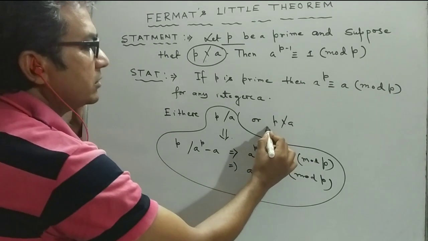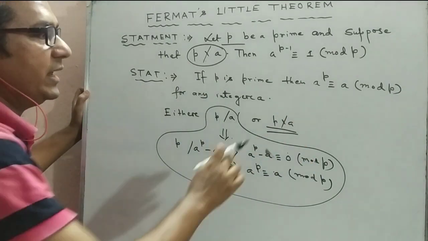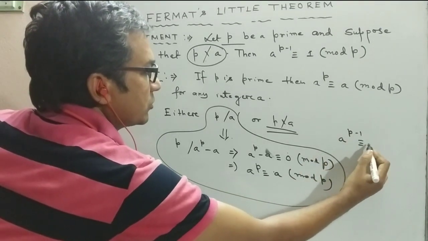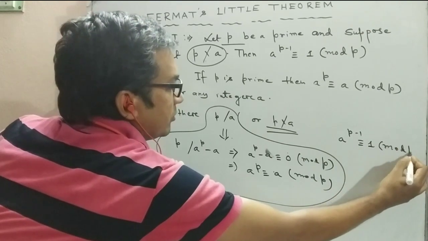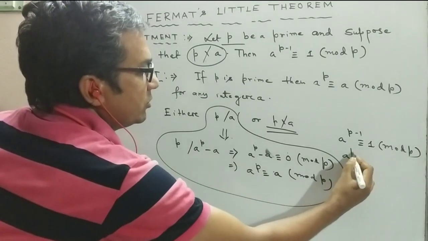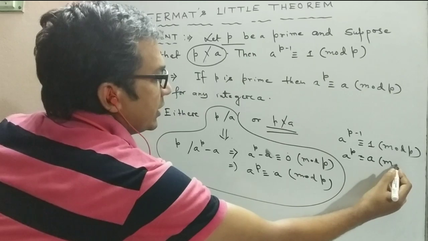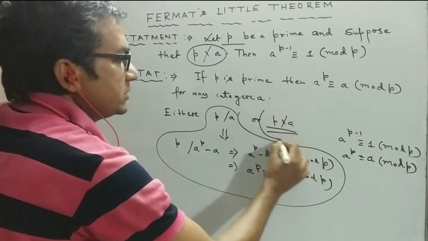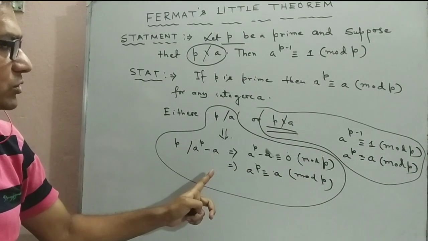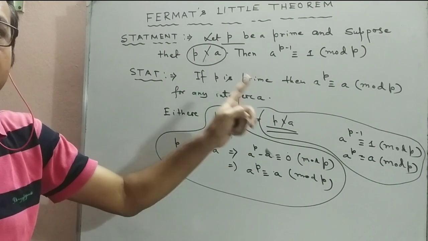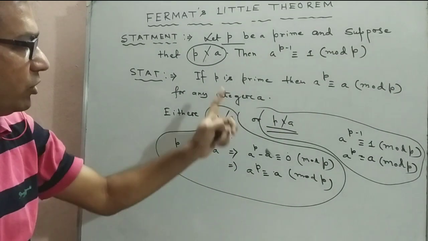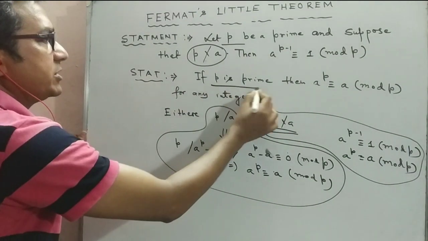If p does not divide a, then by using Fermat's little theorem, we get a to the power p minus 1 congruent to 1 mod p. Now, if we multiply both sides by a, we get a to the power p congruent to a mod p. That is, this result is proved in this case. So, if a is any integer, then we always have a to the power p congruent to a mod p, for p must be prime. Okay.